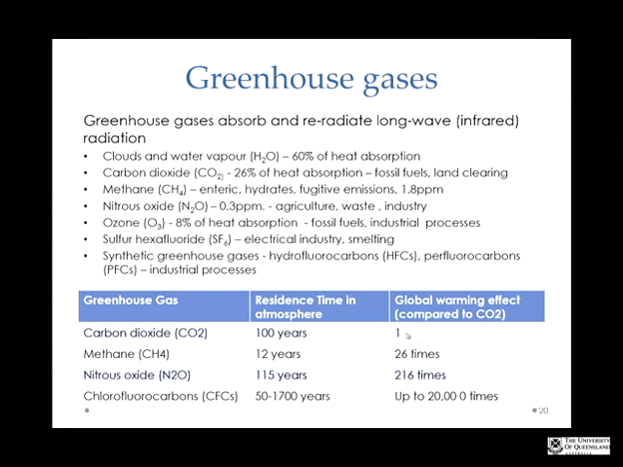Compared with CO2, their global warming effect is 26 times, 216 times and up to 20,000 times. So you can see that what we put into the atmosphere, potentially as industrial emissions from our more advanced processes, can actually be having a bad effect.